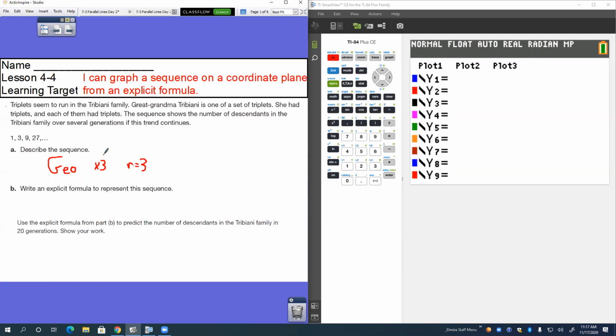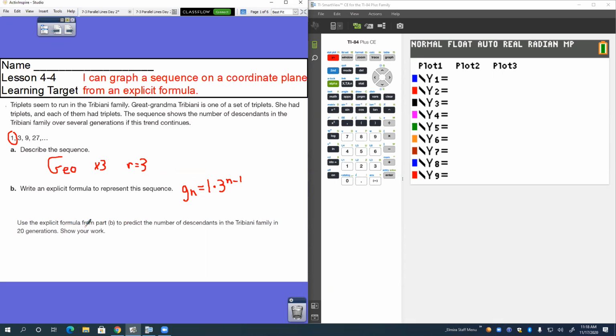So remember, if you can't figure out the common ratio, you could just divide going backwards. 27 divided by 9, or 9 divided by 3, or 3 divided by 1. I'll give you a common ratio of 3. Writing the explicit formula. So the explicit formula is G sub n, the term that you want, equals the first term, so the first term being 1, times your R value, which is 3, to the n minus 1 power.